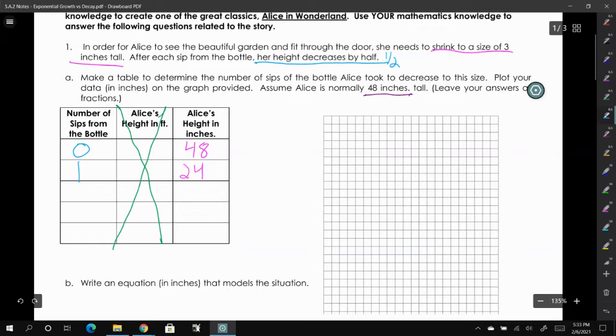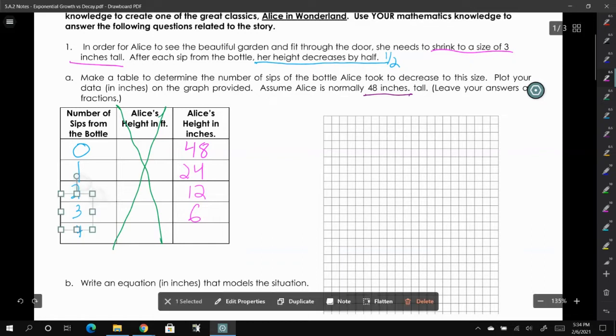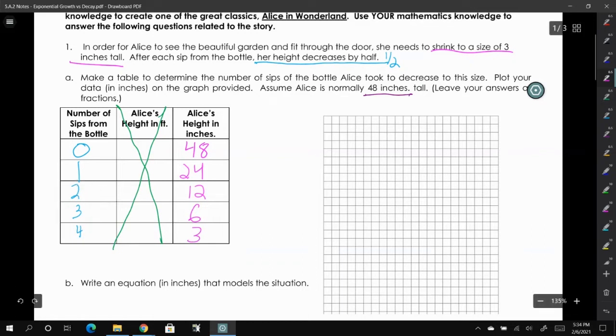Then another sip. So when she takes another sip, she's not going to lose 24 inches of her height. She's going to lose half of 24. Well, 24 times 1/2 is 12. And then another sip, it'll be half of 12, which is 6. And then the next sip, half of 6 is 3, which is the height that we needed for her to get through the door. So you'll notice in the table that the height is not going down by the same amount each time. We went down by 24 inches, then we went down by 12 inches, then we went down by 6 inches, then we went down by 3 inches.